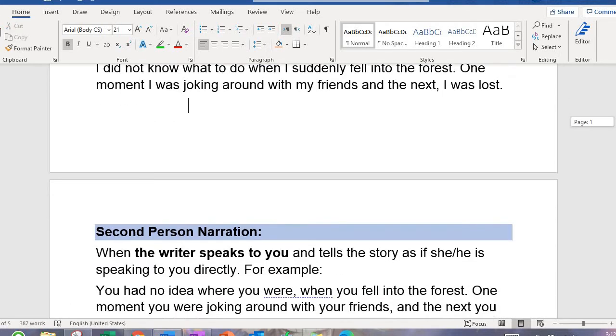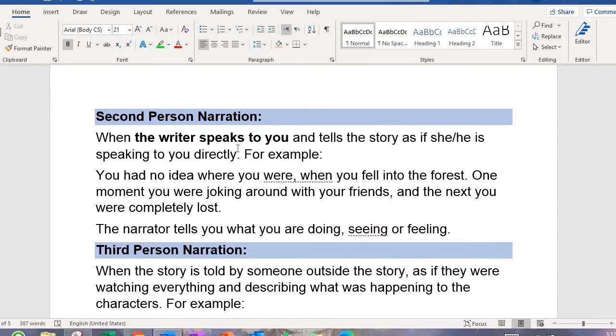Now let's look at second person narration. So this is a little bit tricky, so you need to pay attention. Most people get confused over it. In second person narration, the writer speaks to you and he tells you what is happening to you in the story, inside the world that he has created. For example, you had no idea where you were when you fell into the forest. One moment you were joking around with your friends, and the next you were completely lost.